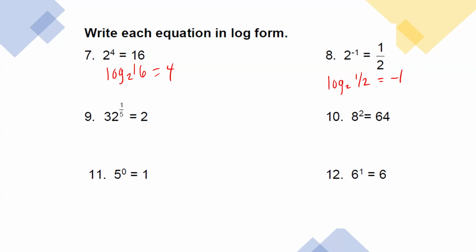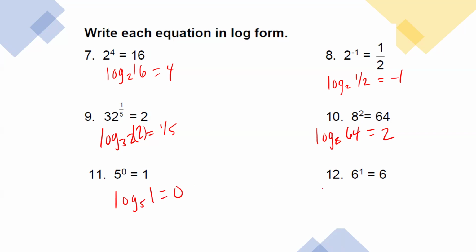There we go. So we got log base 3 of 2 equals 1/5. My 32 got kind of big. Log base. Perfect. Log base 8 of 64 equals 2. Perfect. 12.